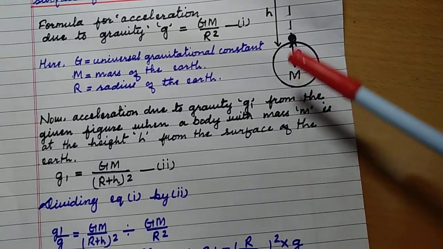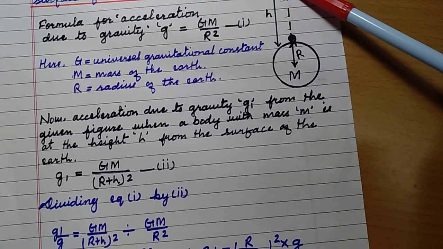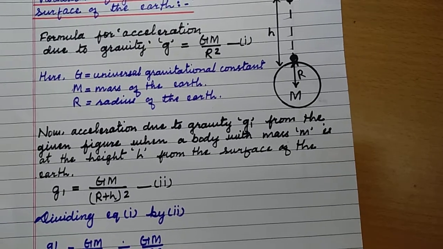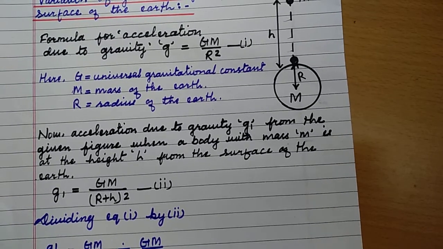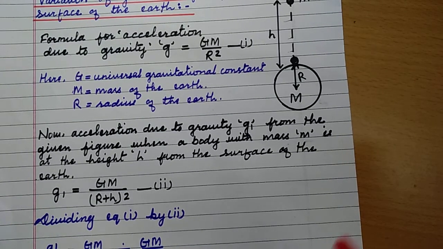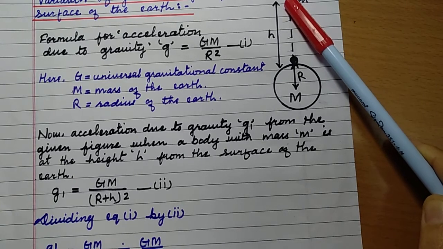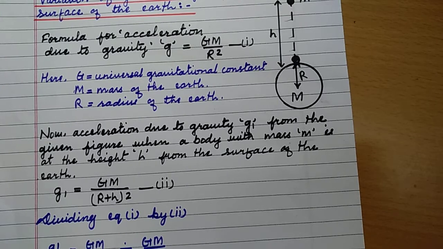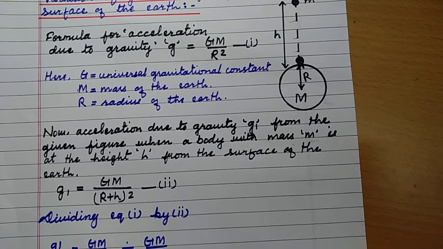So here the value of g will certainly be different. On the surface of the earth it is 9.8 meter per second square, but when you take this body to a height, obviously it is going to have a different value. That is why it is not written g, it is written as g dash. Let this be g dash. g dash equal to GM divided by, now in the different situation, (R plus h) whole square.